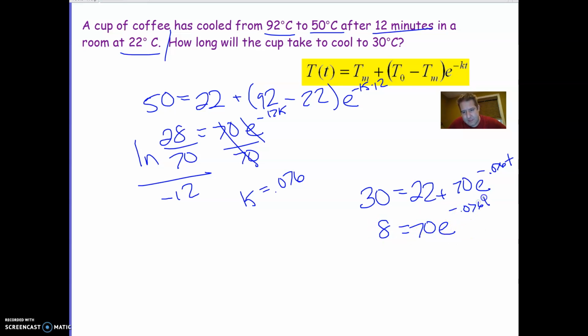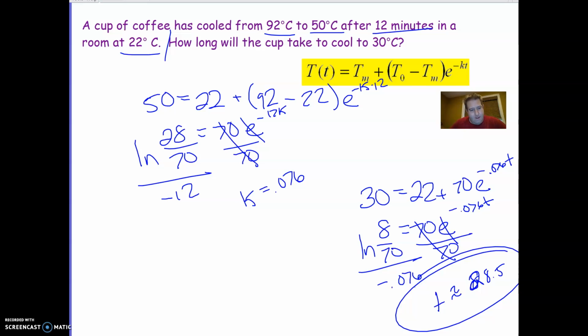Divide both sides by 70, then do natural log of both sides, then divide both sides by negative 0.076. All right, so natural log of 8 divided by 70, end parenthesis, divided by negative 0.076. So that's what you can see, what I put into my calculator, press enter, and I'm getting the time is about 28.5 minutes.